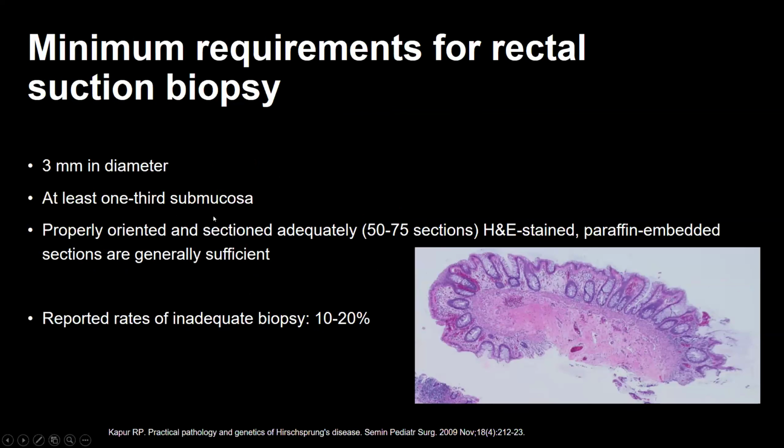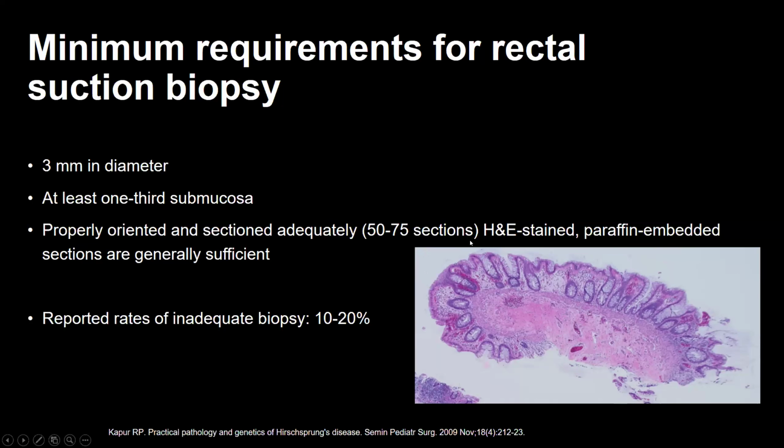Some folks say 50-50 submucosa to mucosa ratio, and that's perfectly fine as well. The reason being, while you want to evaluate the mucosa, the submucosa is where it's at, because that's what you're looking for to find those ganglion cells. So if you don't have adequate submucosa, you cannot give an adequate diagnosis or an optimal diagnosis. And of course, you have to orient these properly and section them adequately.